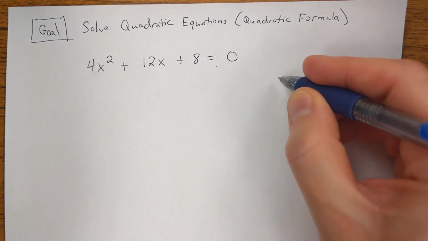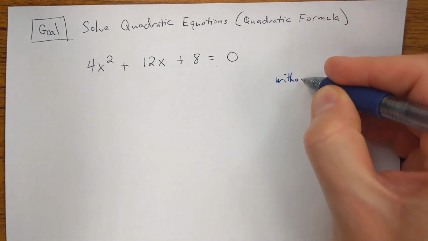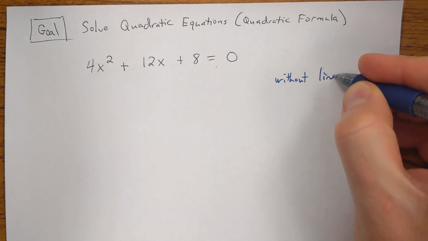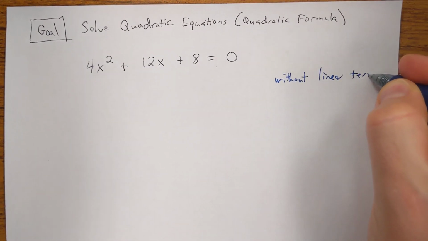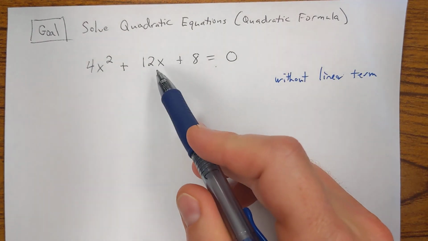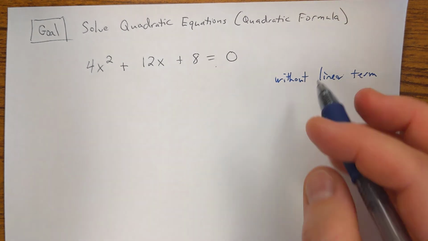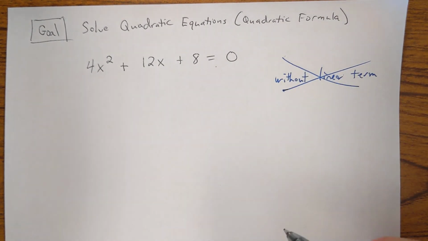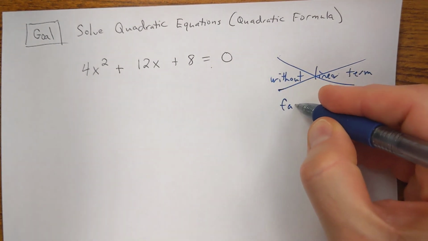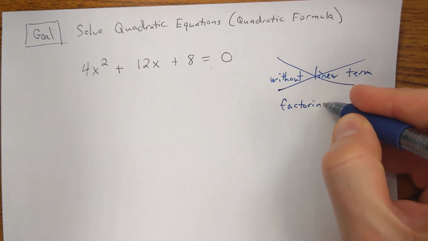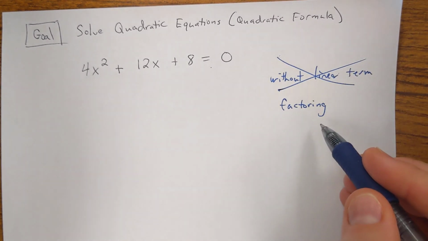First off, we've learned how to solve a quadratic equation if it's without its linear term. But this very clearly has a linear term. It has this 12x, so that's out of the question. We can't do that. Now we've also learned how to solve a quadratic equation by using factoring.